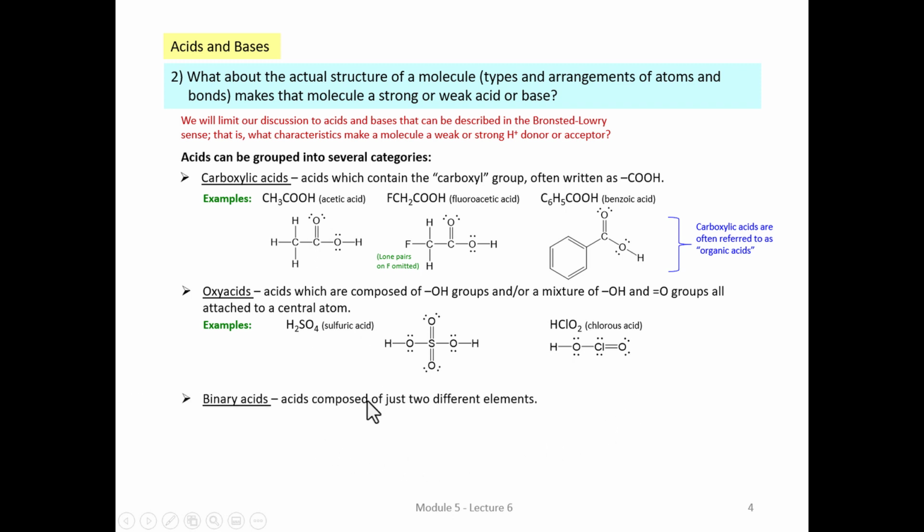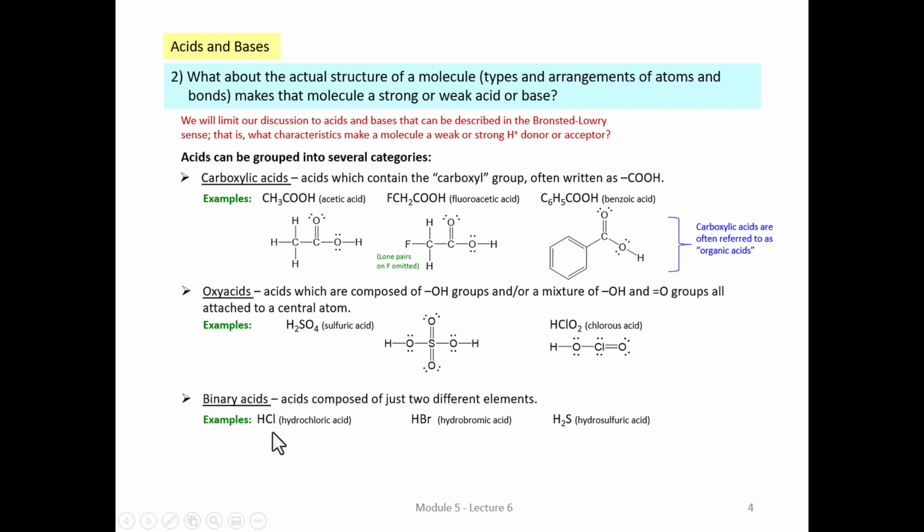Finally, the last category of acids that we'll look at are called binary acids. These are acids composed of just 2 different elements. This doesn't mean there's only 2 atoms in the acid. It means there's just 2 different elements.